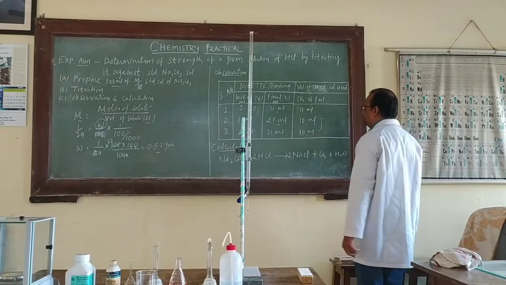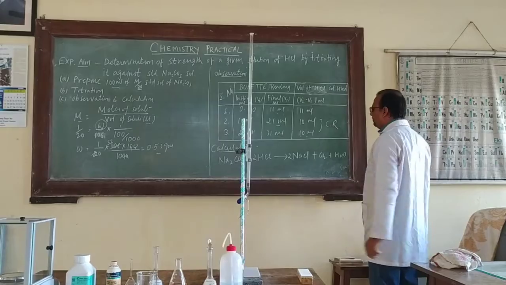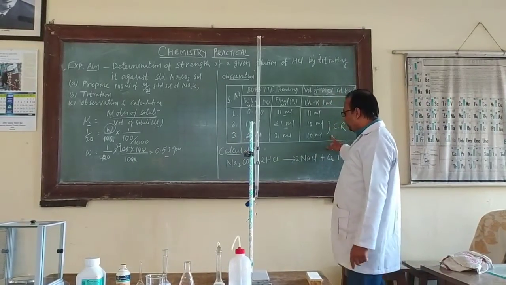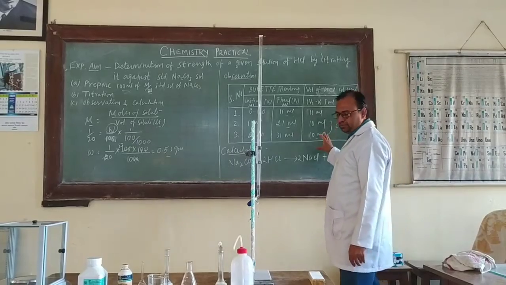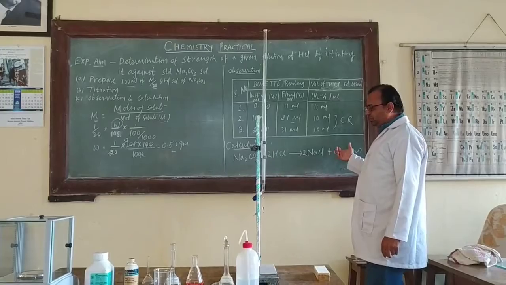And this is the identical reading. It is also known as the concordant reading. So if the concordant reading does not come, we take 1 or 2 more readings till the concordant reading comes. Now this volume of HCl we use for calculation purposes.